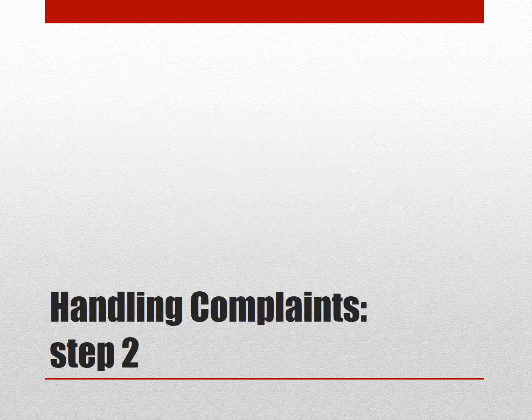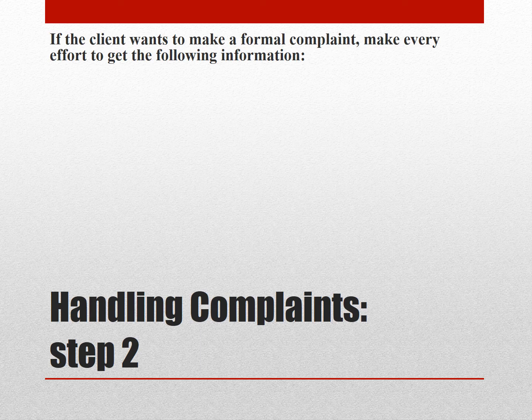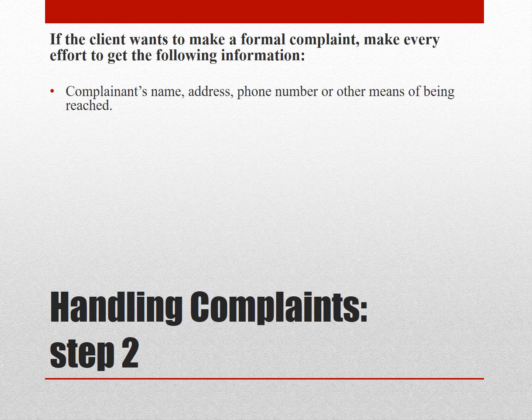Step 2 is to ask the client or applicant if they would like to make a formal civil rights complaint. If the client does not choose to make a formal complaint to USDA, you can handle the complaint internally according to your local agency policy. If the client does choose to make a complaint, make every effort to get the following information: the complainant's name, address, phone number, or other means of being reached. Anonymous complaints are accepted, however, it's difficult to investigate an anonymous complaint, so getting that information is really important.